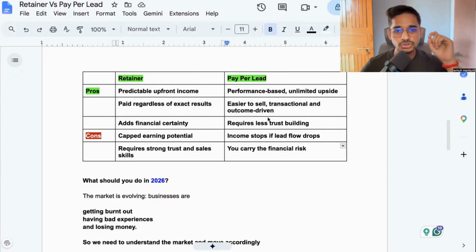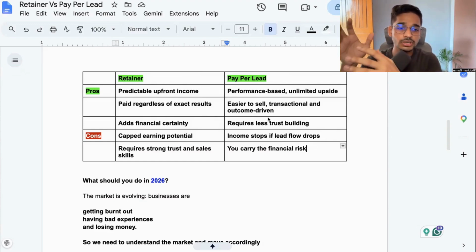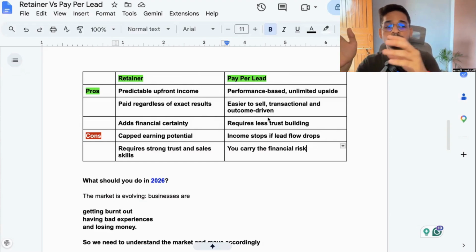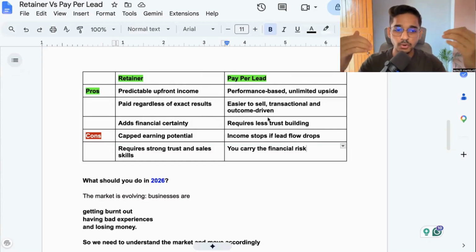Second, it is easier to sell. It is more of a transactional and outcome driven sale, because you are just telling them that we will bring you a certain number of leads, or we will bring you a certain number of appointments, and we only get to charge based on the number of leads and the number of appointments that we bring you. So it is easier to sell because it is completely outcome driven. They are buying a certain outcome. They're not buying your service, your marketing service, running ads, anything like that. They're buying a tangible outcome, right? And that's why it is easier to sell.